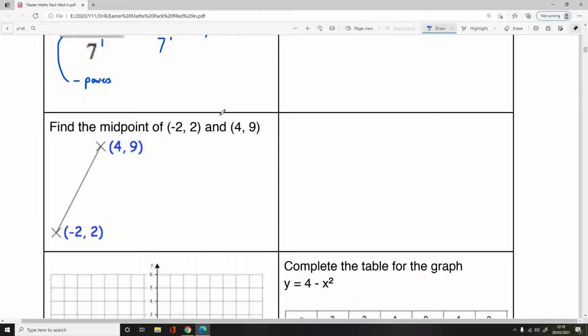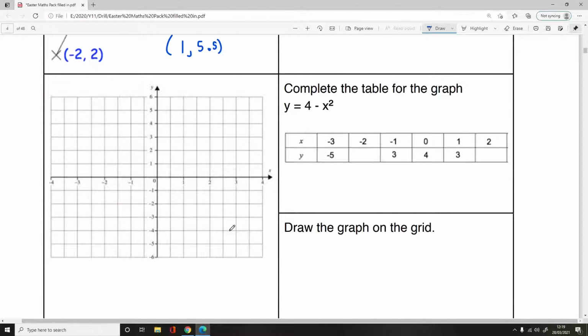Find the midpoint. So for a midpoint between anything, you want to add and halve the 2 points. So what do I mean by that? I mean that I'm going to add my minus 2 and my 4. That'll give me 2. I'm going to add my 2 and my 9. That'll give me 11. And then I'm going to divide these both by 2. It'll give me a final answer for my midpoint as being 1, and then 5.5. Okay.